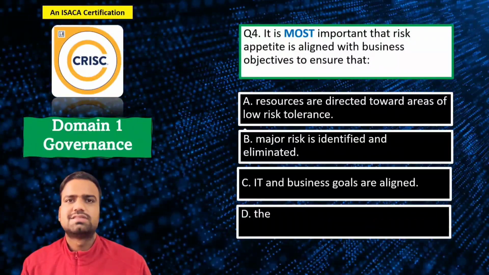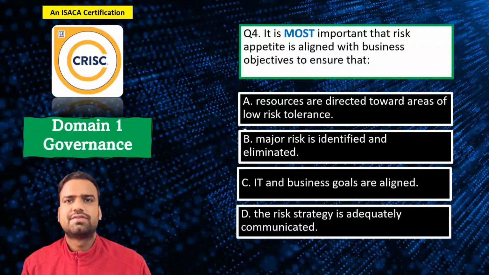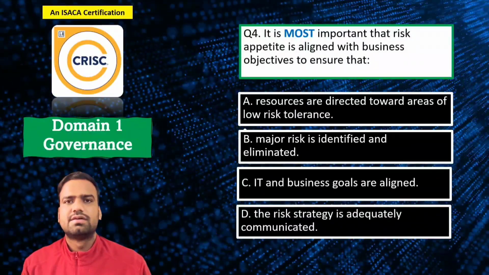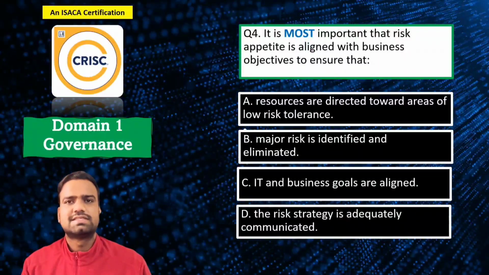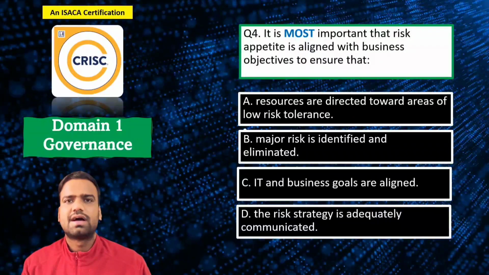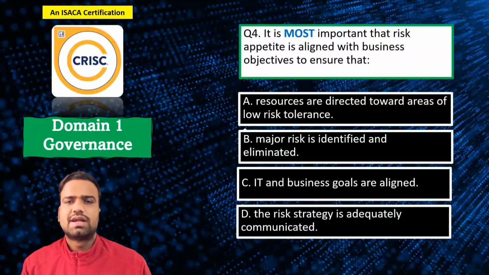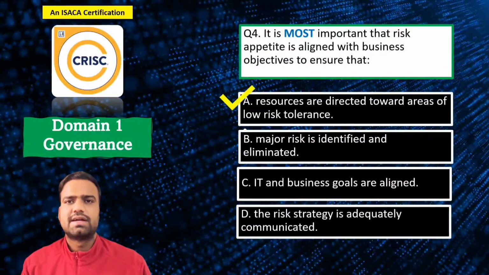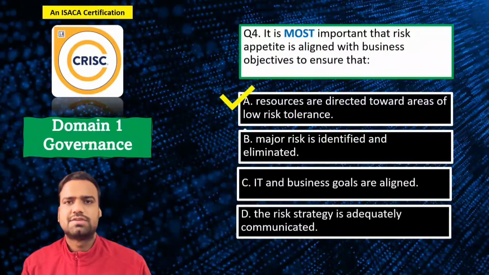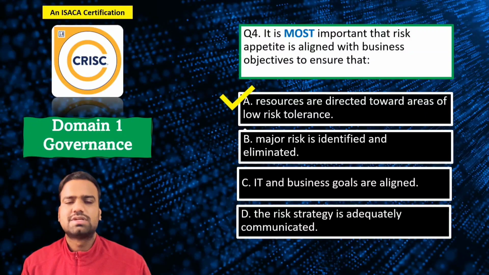Last option is the risk strategy is adequately communicated. Communication of the risk strategy does not depend on aligning risk appetite with business objectives. So the right answer is A, risk appetite is aligned with business objectives to ensure that resources are directed towards areas of low risk tolerance, right?